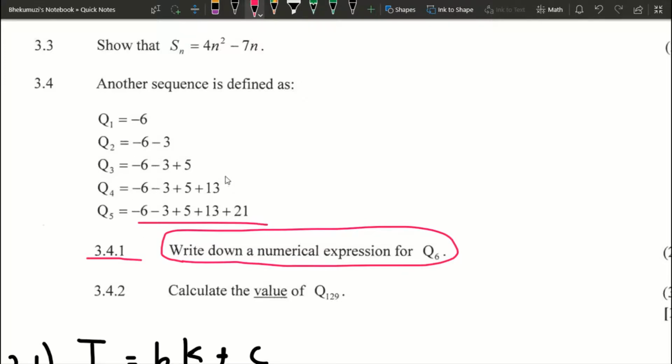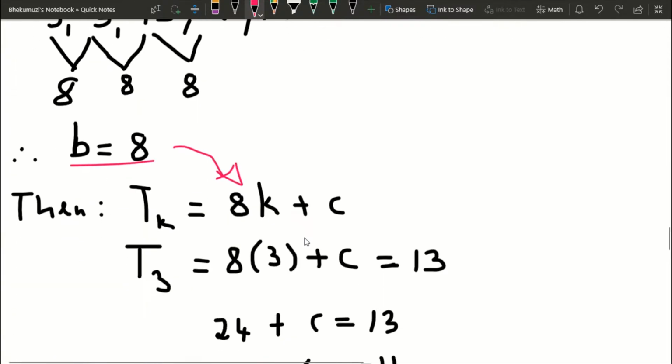So now, how do we find the next one? If you look at this, it says minus 6, and then it's minus 6 minus 3. The difference between this is 3, right? So in actual fact, it's minus 6 plus 3 to give you negative 3, right? But then from minus 3 to 5, it's actually 8. And then from 5 to 13, it's 8 again. And then 13 to 21, it's also 8. So in actual fact, from 21 to the next number, it should be plus 8, which we could say now it's 29. So that is the easiest way that you could have figured that one out.